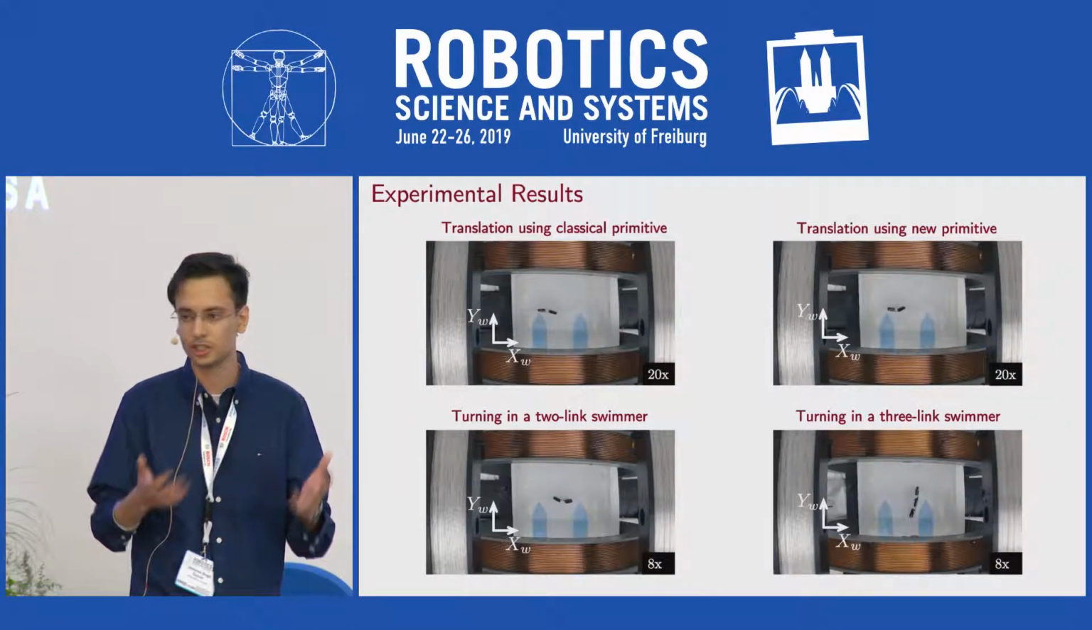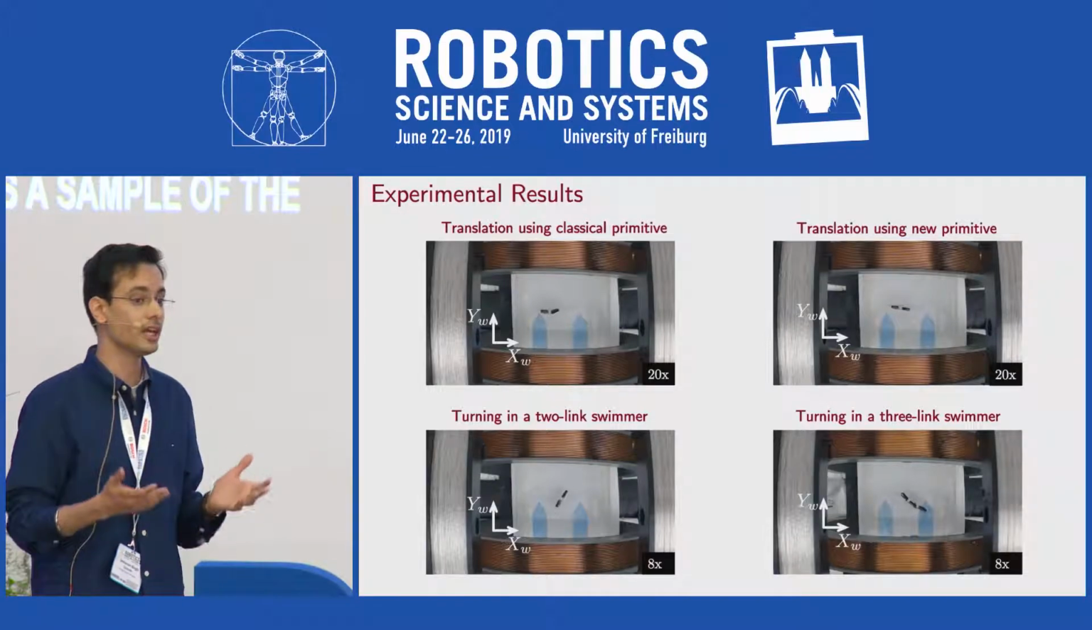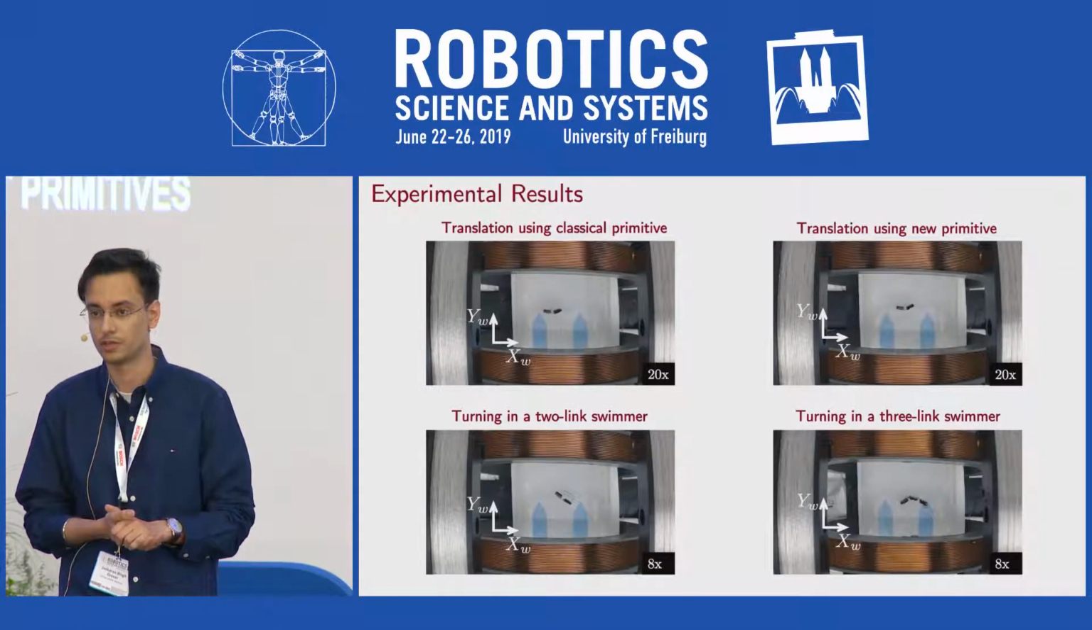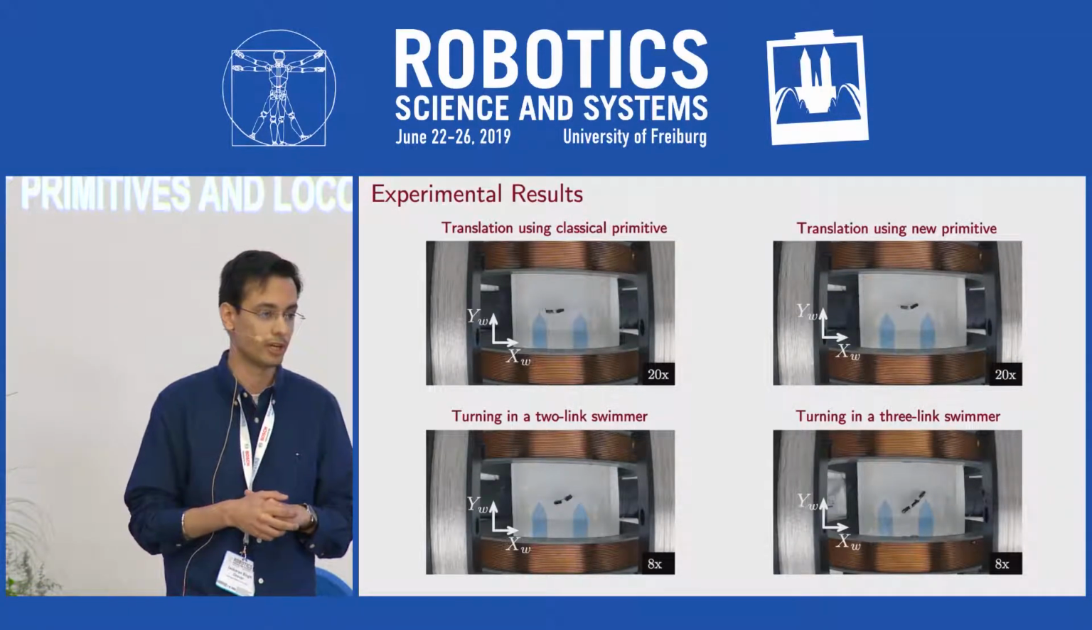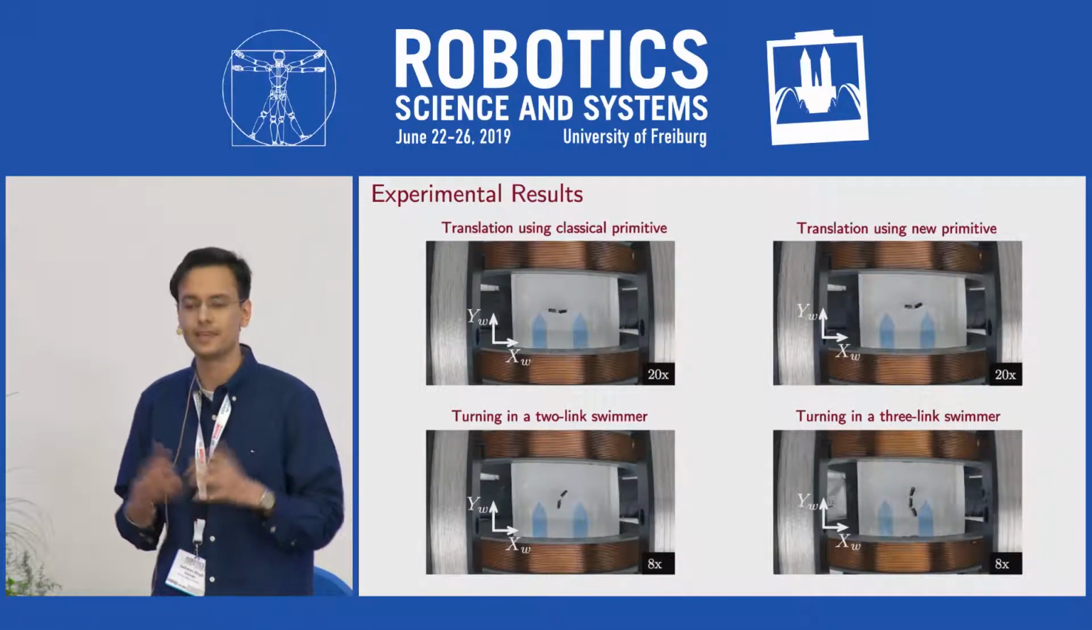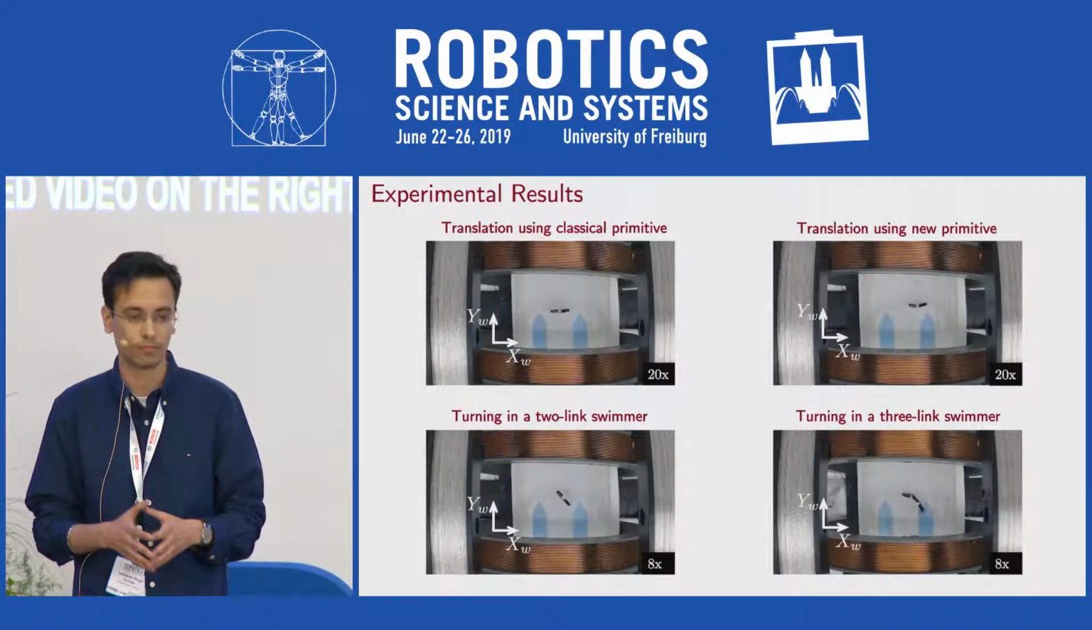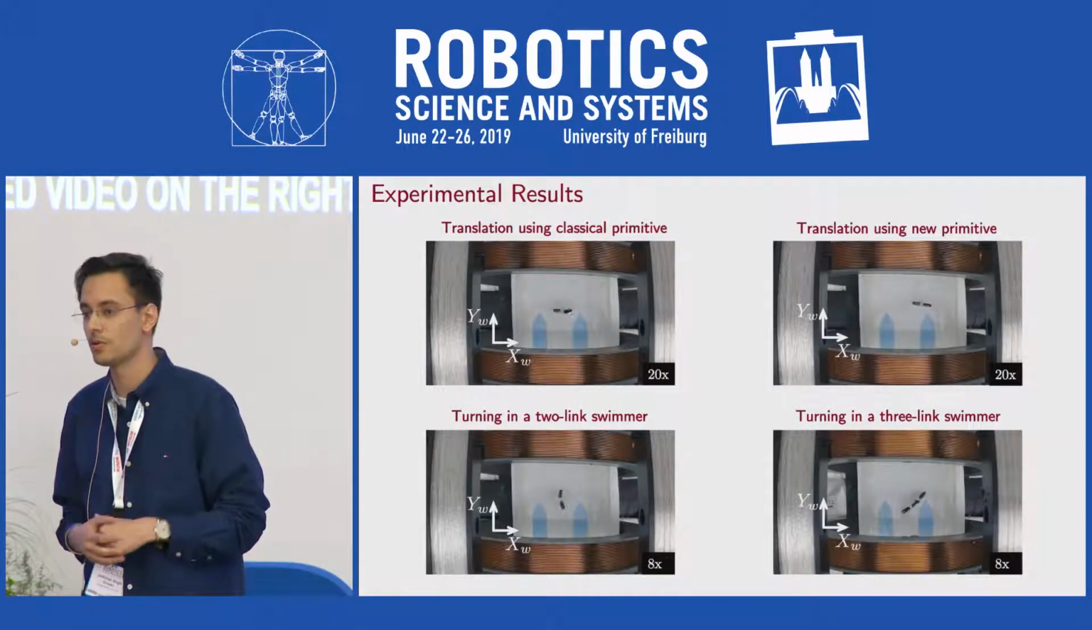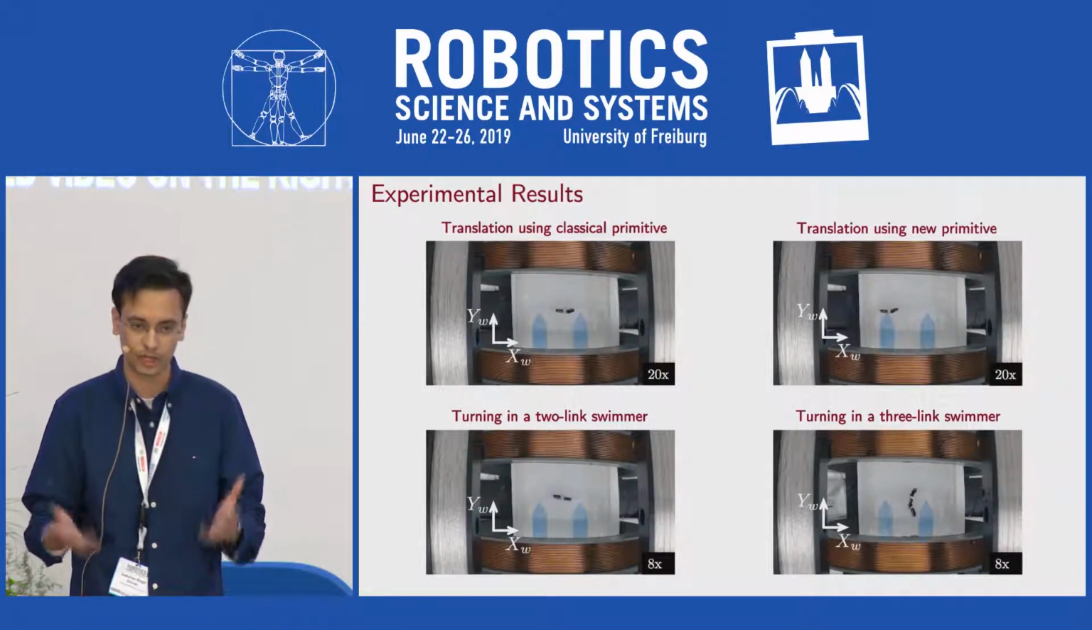You get translation using different kinds of primitives, as well as turning in place type locomotion using different kinds of primitives. The video on the bottom right, however, as you can see, is a three-link swimmer. And the idea is just to show that a control framework for a two-link swimmer generalizes to a three-link system as well. We have more experimental results.